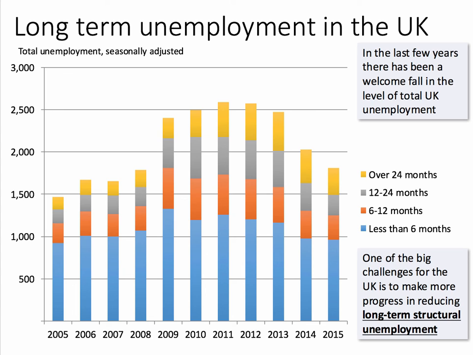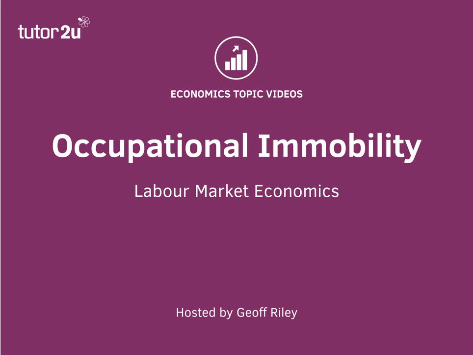And one of the big challenges for the UK economy, one of the big supply side challenges, is to bring down the level of long-term structural unemployment. To do that, the economy must address the issue of occupational immobility.